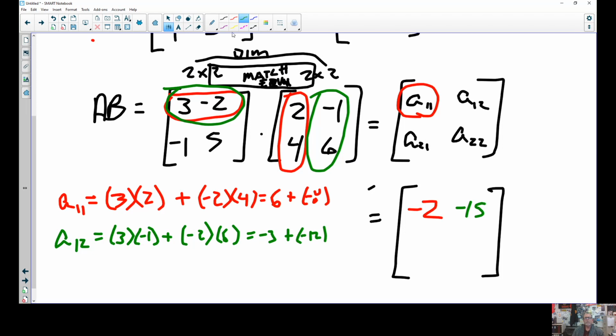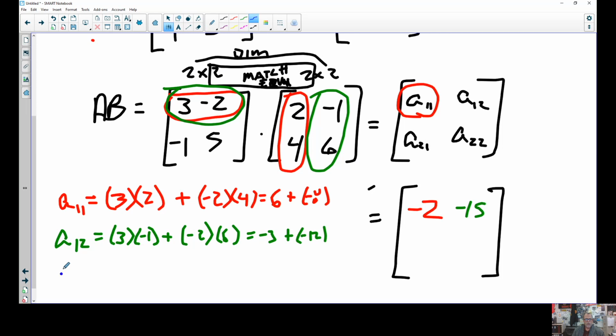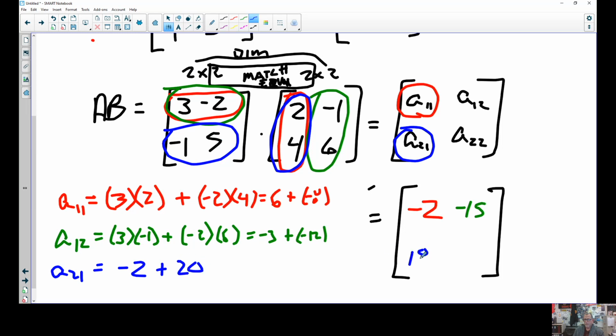So next, let's get another color. We need to do A21. So what do you think we use? A21 would be here, right? A sub 21. So now we go second row, first column, and we combine those elements. Negative 1 times 2 is negative 2, plus 4 times 5 is 20. This would be 18.